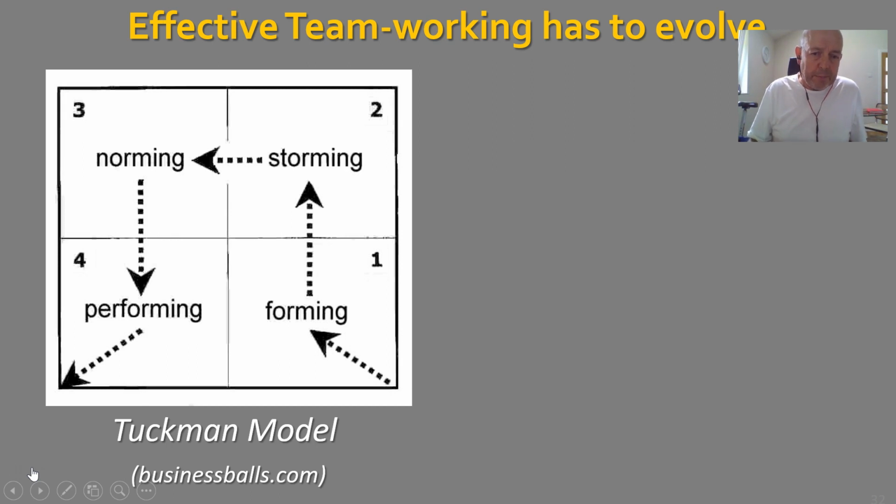Forming is where the team's coming together, very dependent on the leader. Storming is where the team members are starting to vie with each other and people are starting to argue about how we're going to do things. Norming is the stage beyond this, where people have worked out ways and are agreeing ways to do things. And then performing is where the team is actually doing its job and doing it well. You can't do this overnight. You can get the basic team going, but then you need to allow time for it to evolve.